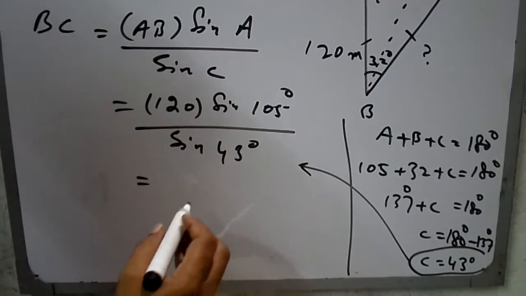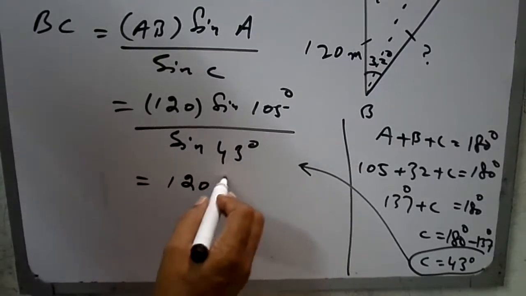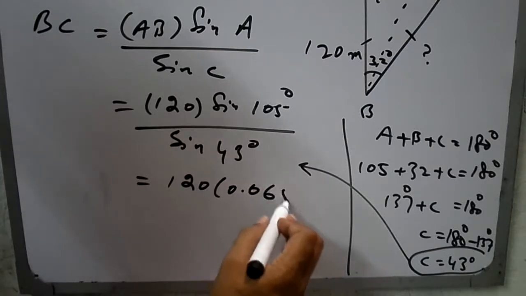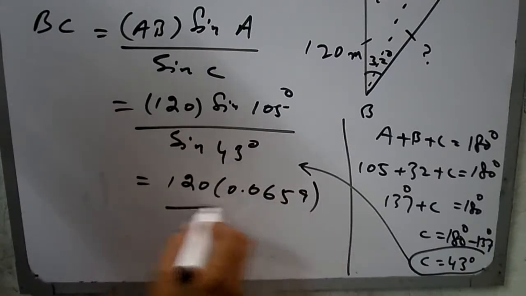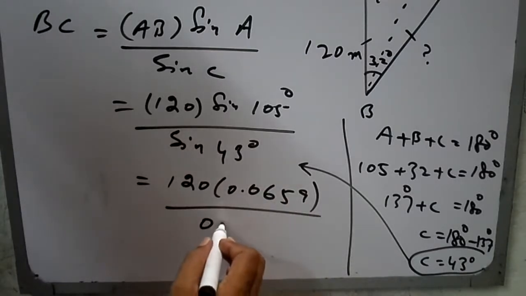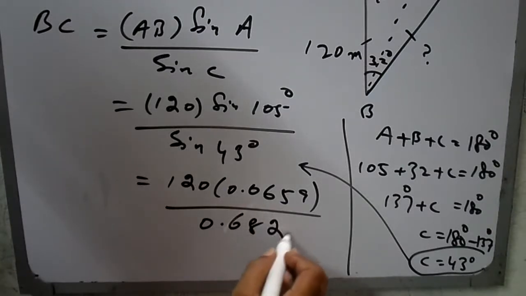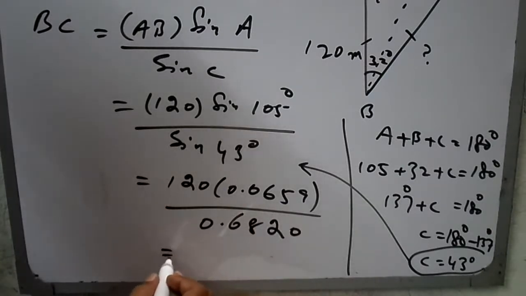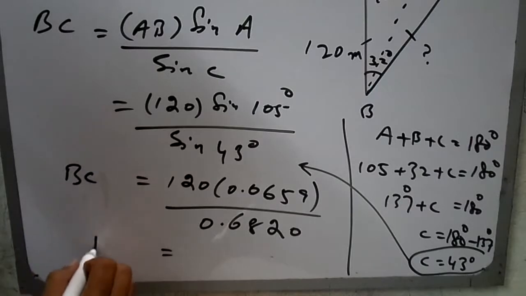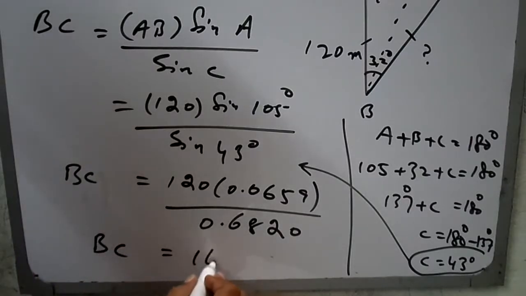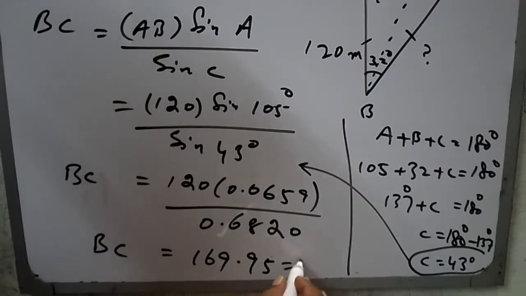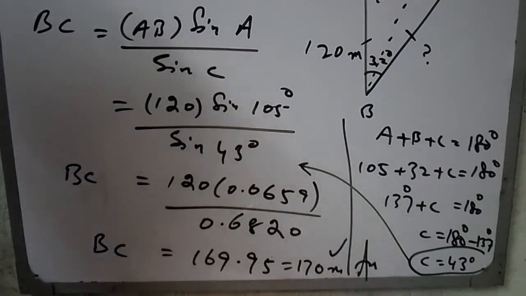So by simplification you will get 120 into sine 105 by using calculator, divided by sine 43. So you will get the value of BC, that is equal to 169.95, that is approximately 170 meters. So that is your first part.